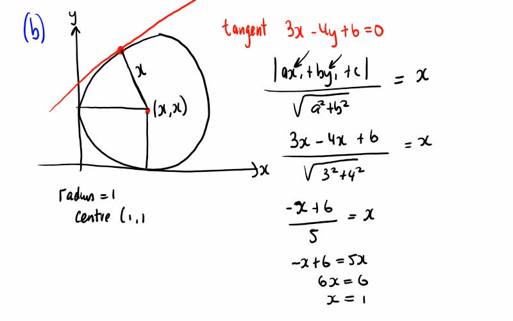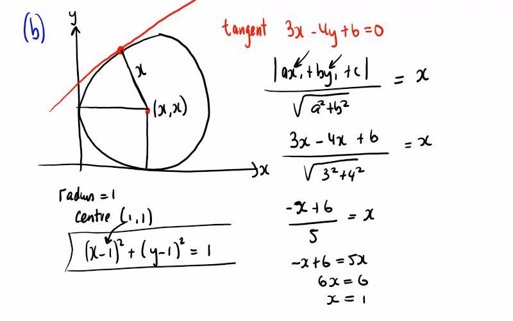So nice and easy. We know it is (x − 1) squared. Just take these values, put them in here and change the sign. Plus (y − 1) squared is equal to the radius squared, which is 1. So a nice easy circle question, 2019.